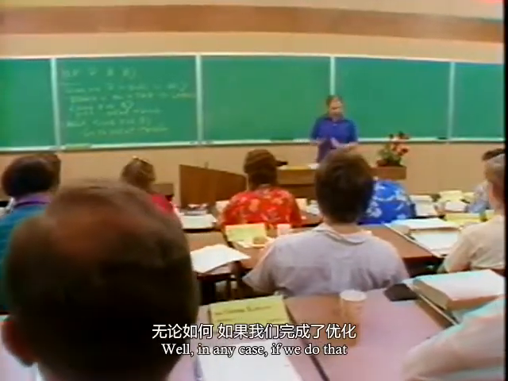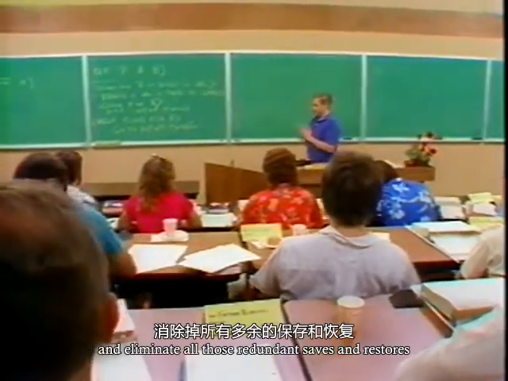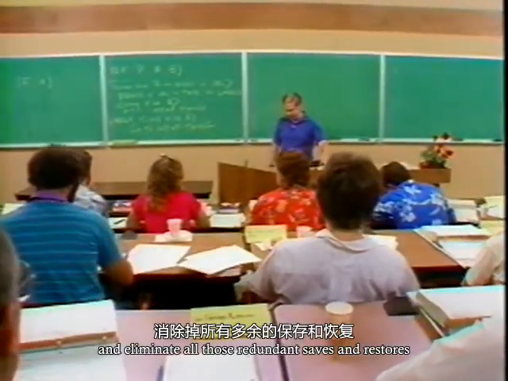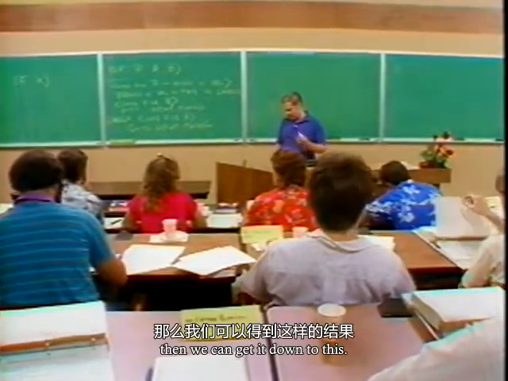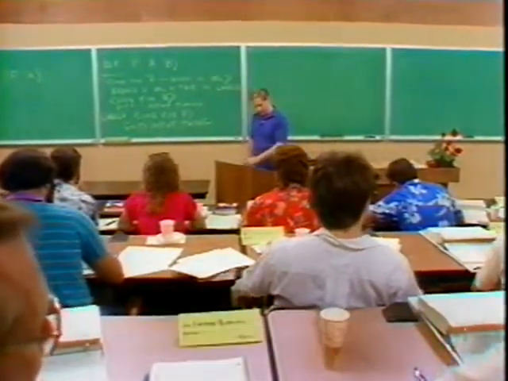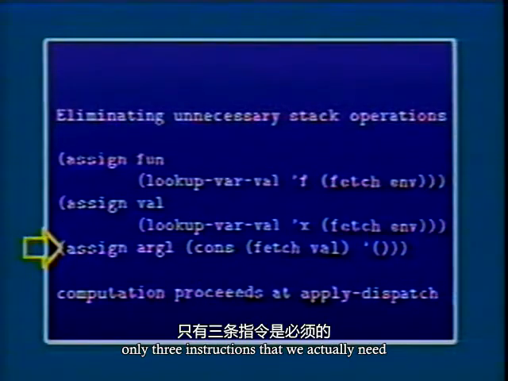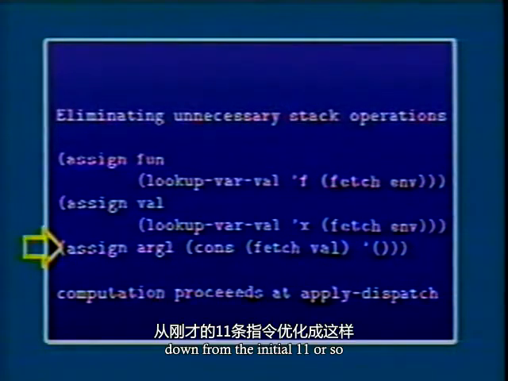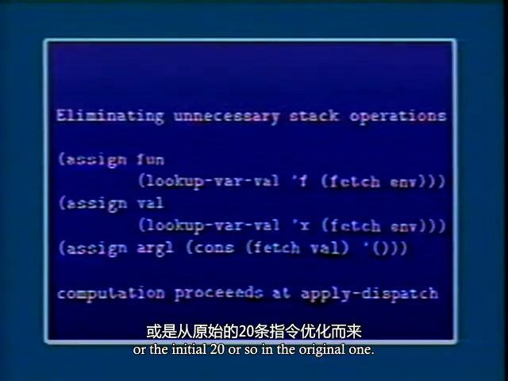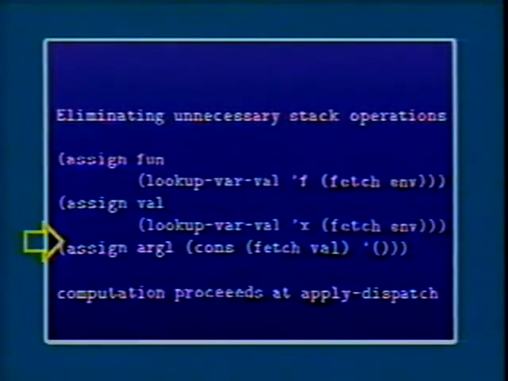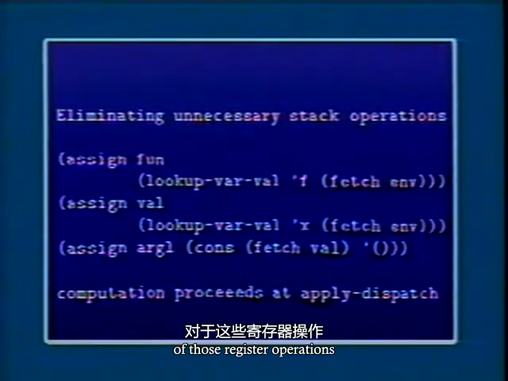Well, in any case, if we do that and eliminate all those redundant saves and restores, then we can get it down to this. And you see there are actually only three instructions that we actually need, down from the initial 11 or so, or the initial 20 or so in the original one. Okay, and that's just saying, of those register operations, which ones did we actually need?